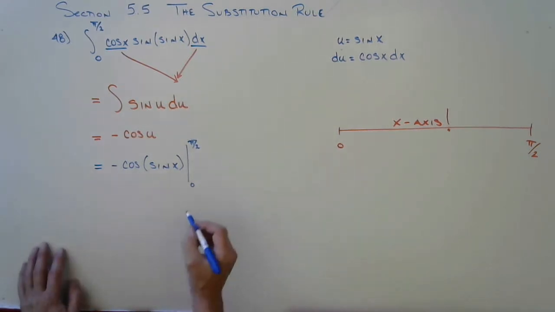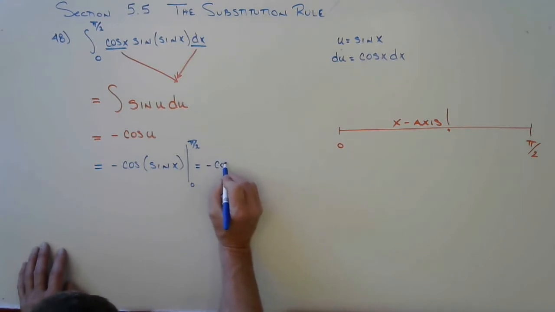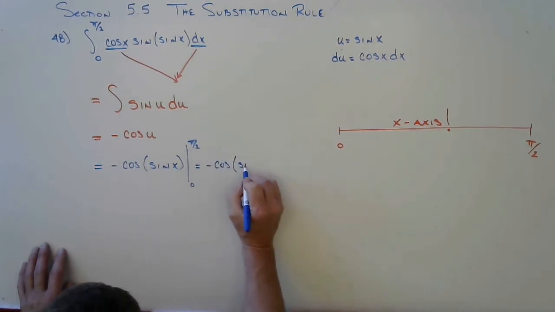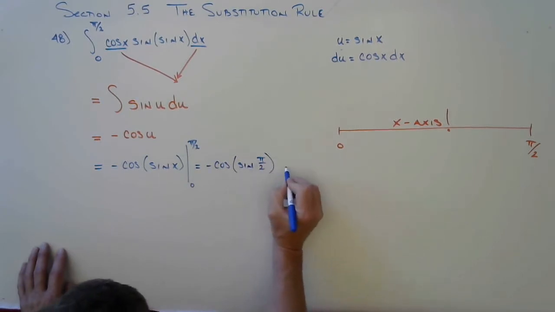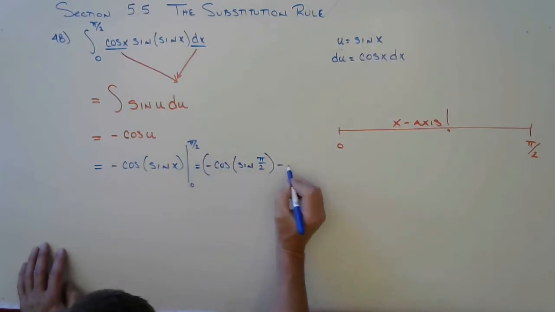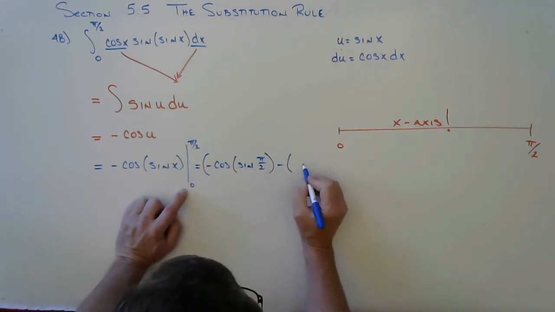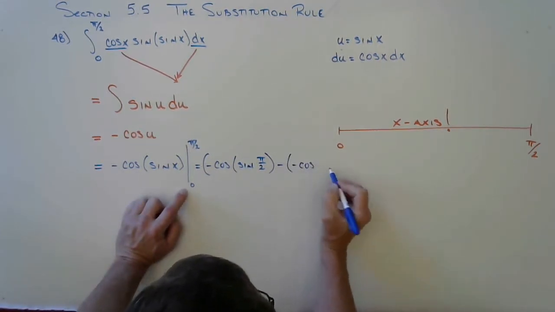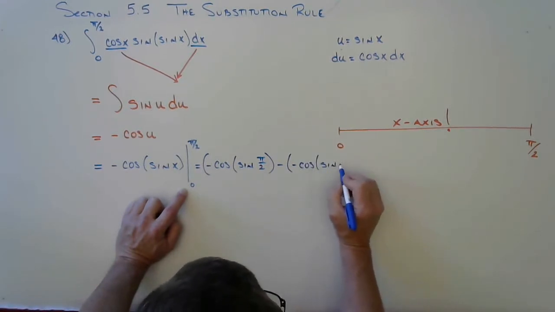Now, what is this going to give us? Well, we know what this is going to give us. This is going to give us negative cosine of the sine of pi over 2, minus, right, fundamental theorem of calculus, minus negative cosine of the sine of 0.